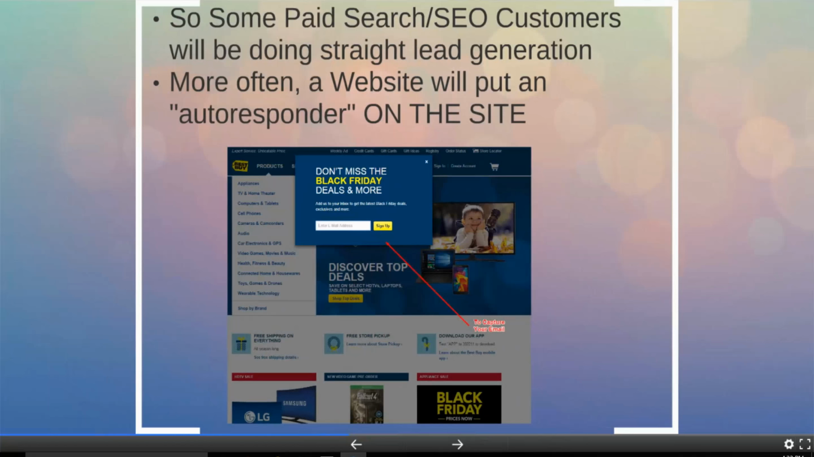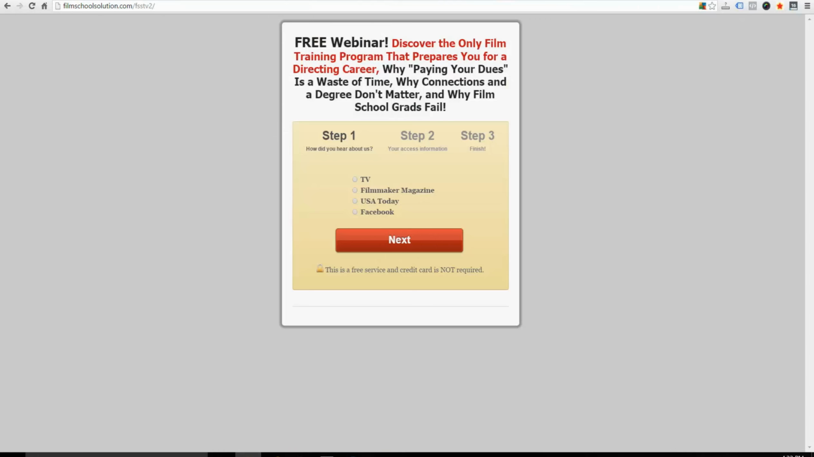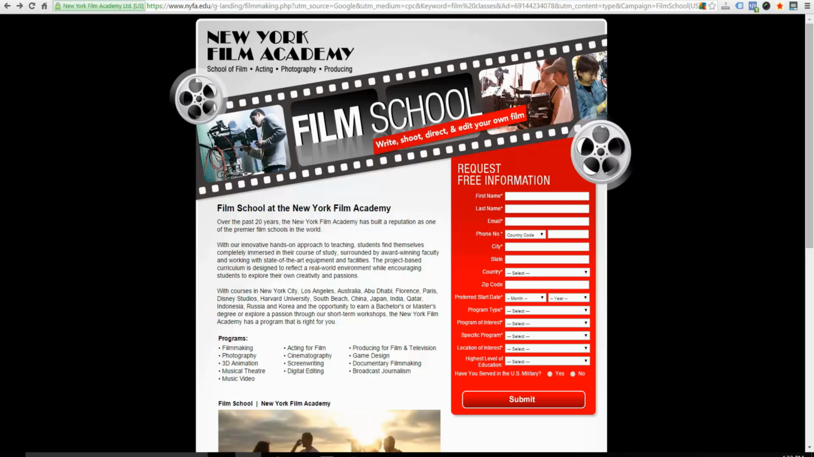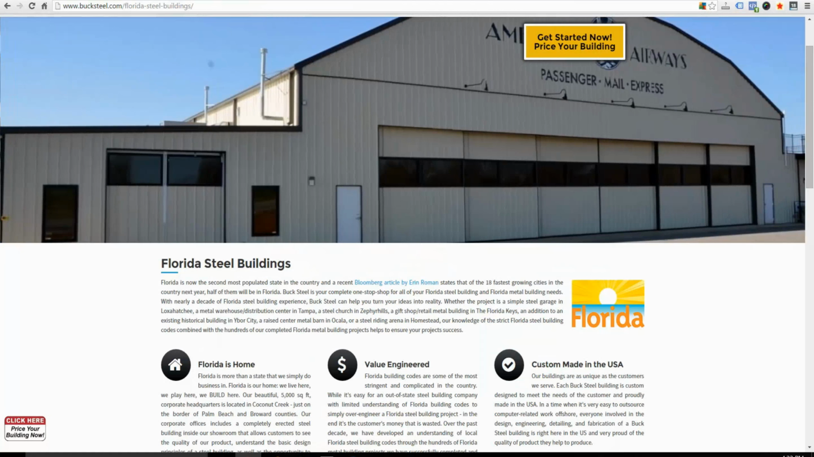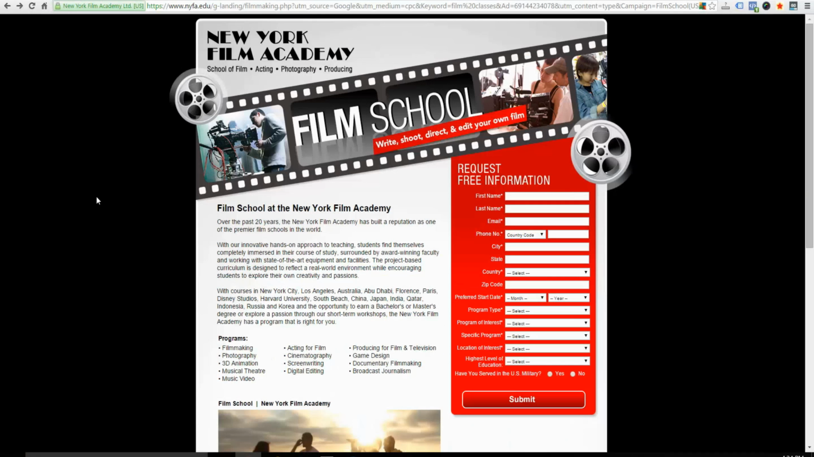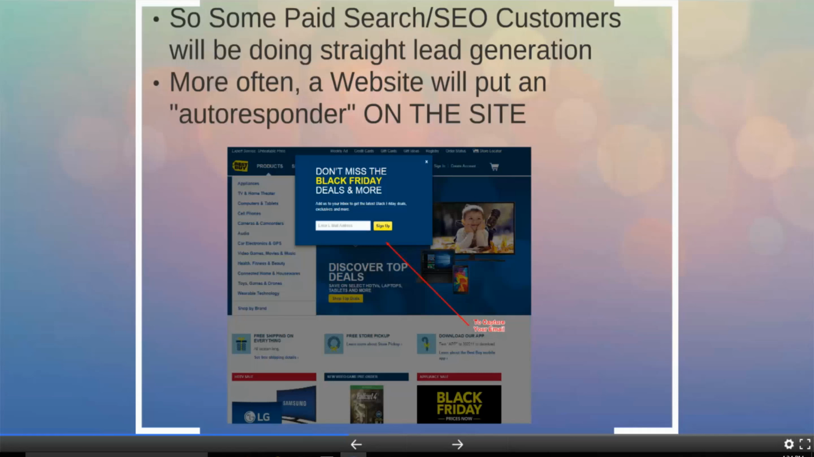So a lot of paid search and SEO are just to be doing lead generation. And again, when you're selling education, film, or with my client, they sell $30,000 steel buildings, you definitely are not going to have someone buy that by checking out with their credit card online. It's about getting the person's information and selling them through a personal relationship. However, there are what we call e-commerce sites like Best Buy, where people are buying stuff right from the website.